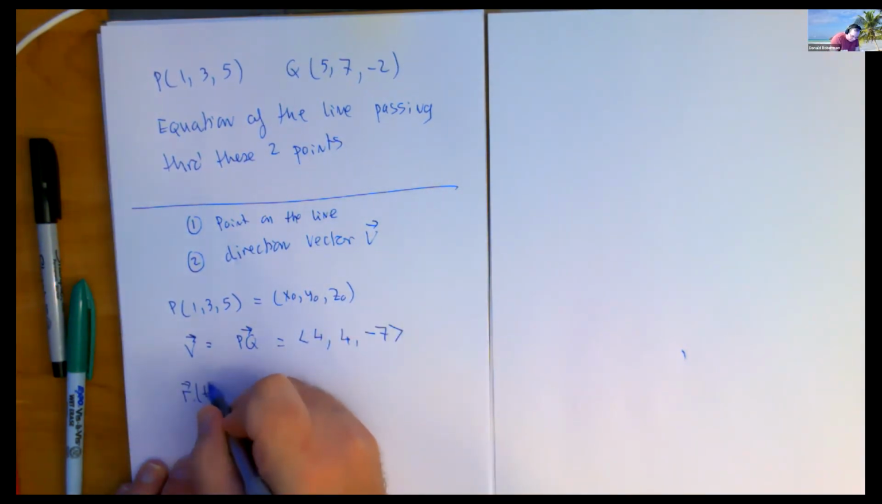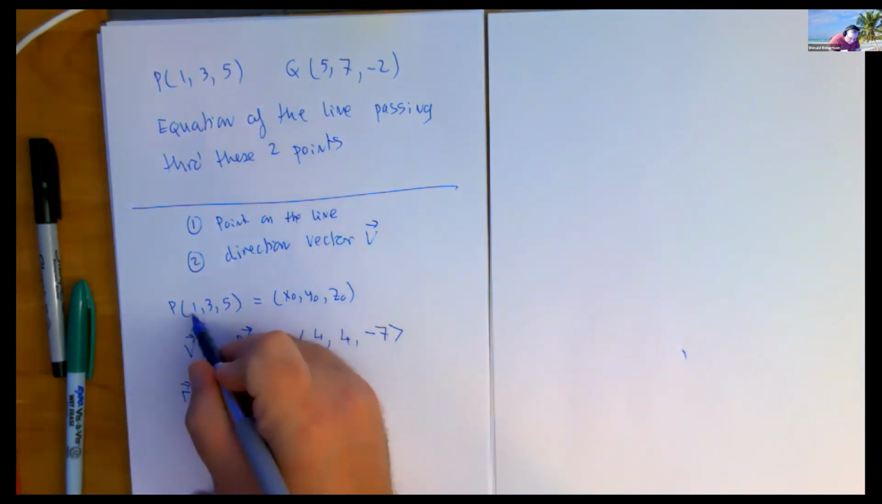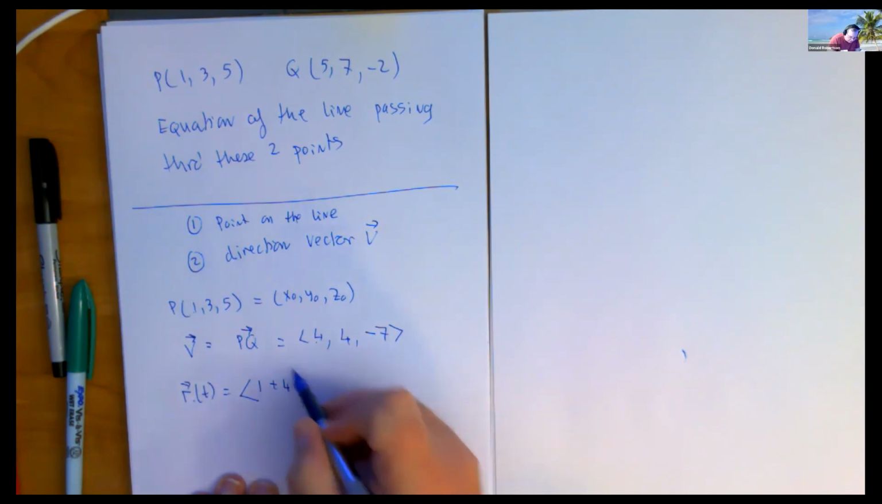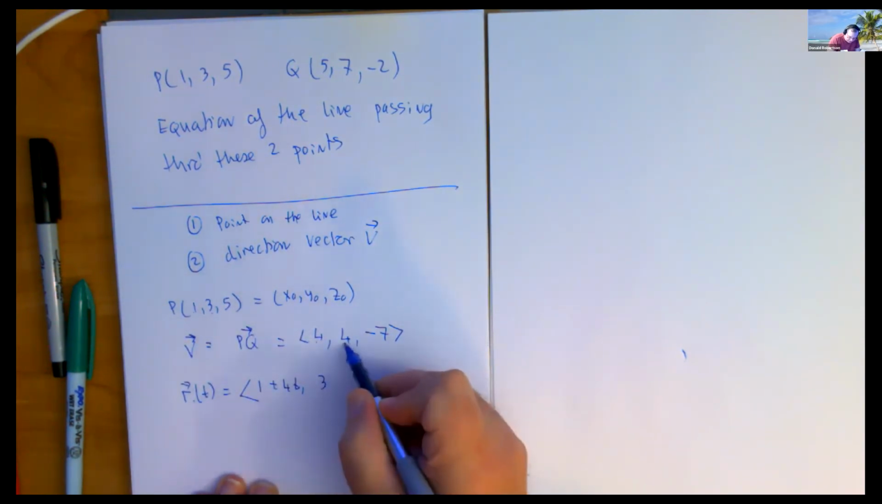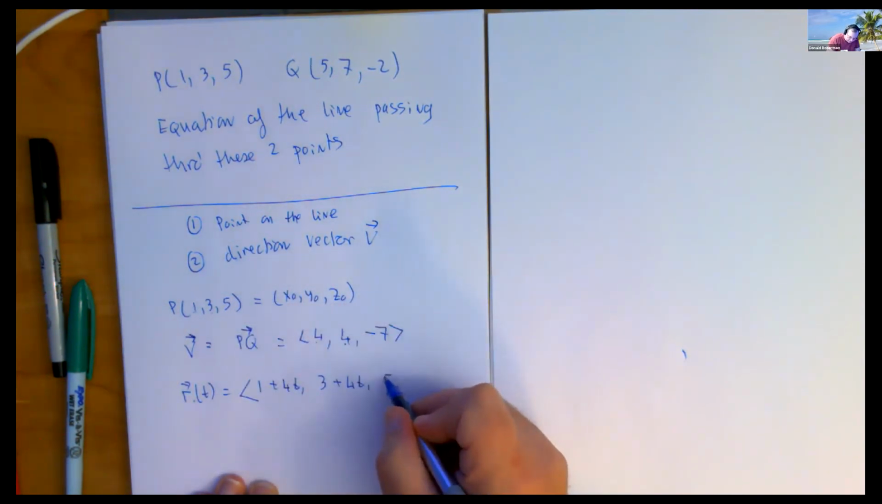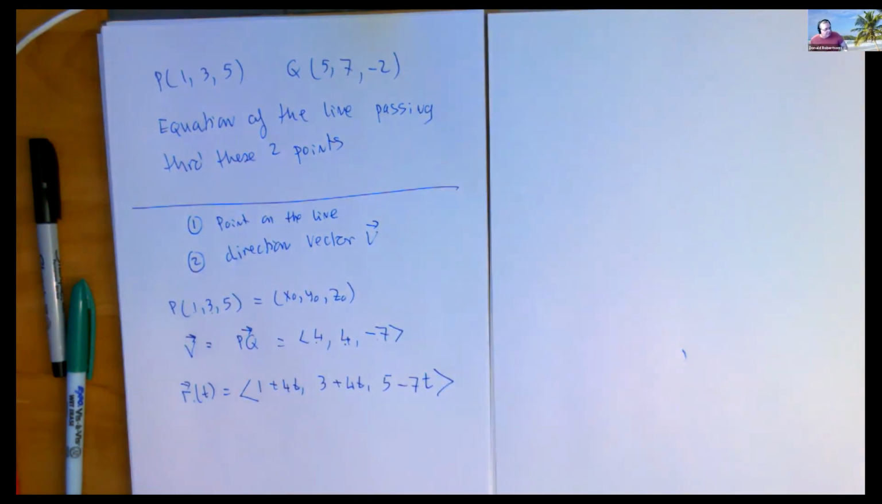Let's do the shortened version, which is the one where you put it all together like this. So where are you going to go? You're going to get this guy, 1 plus 4t. You're going to get this guy, 3 plus 4t. And then you're going to get this guy, 5 minus 7t. Do you see how clean it is? The x coordinate is P plus a multiple of t times the direction vector, then the y coordinate, and the z coordinate.